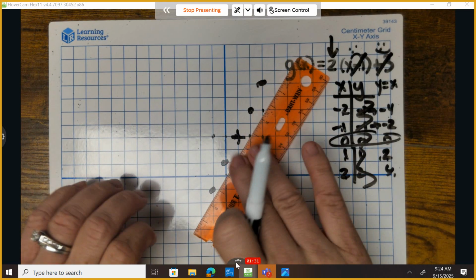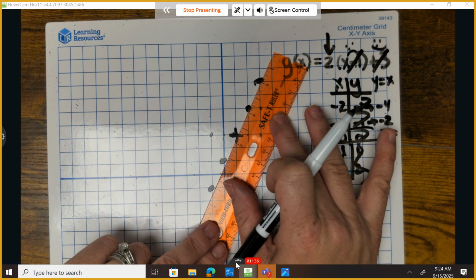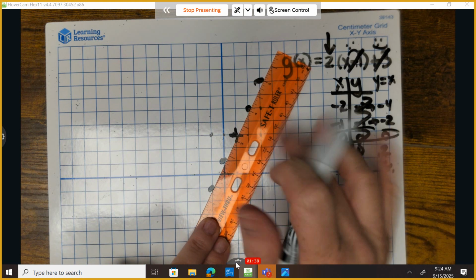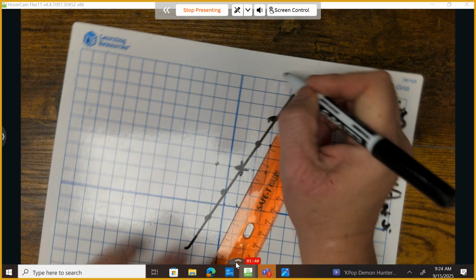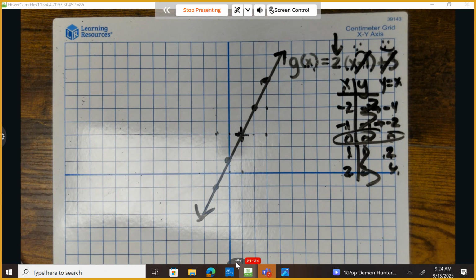Now, as I went around and checked homework today, I gave a break to students who did just this, but no, I couldn't count that right on a test. I'm asking for you to graph the line, so you're going to take your ruler out when you do this for an actual test or assessment, and you're going to connect those lines.